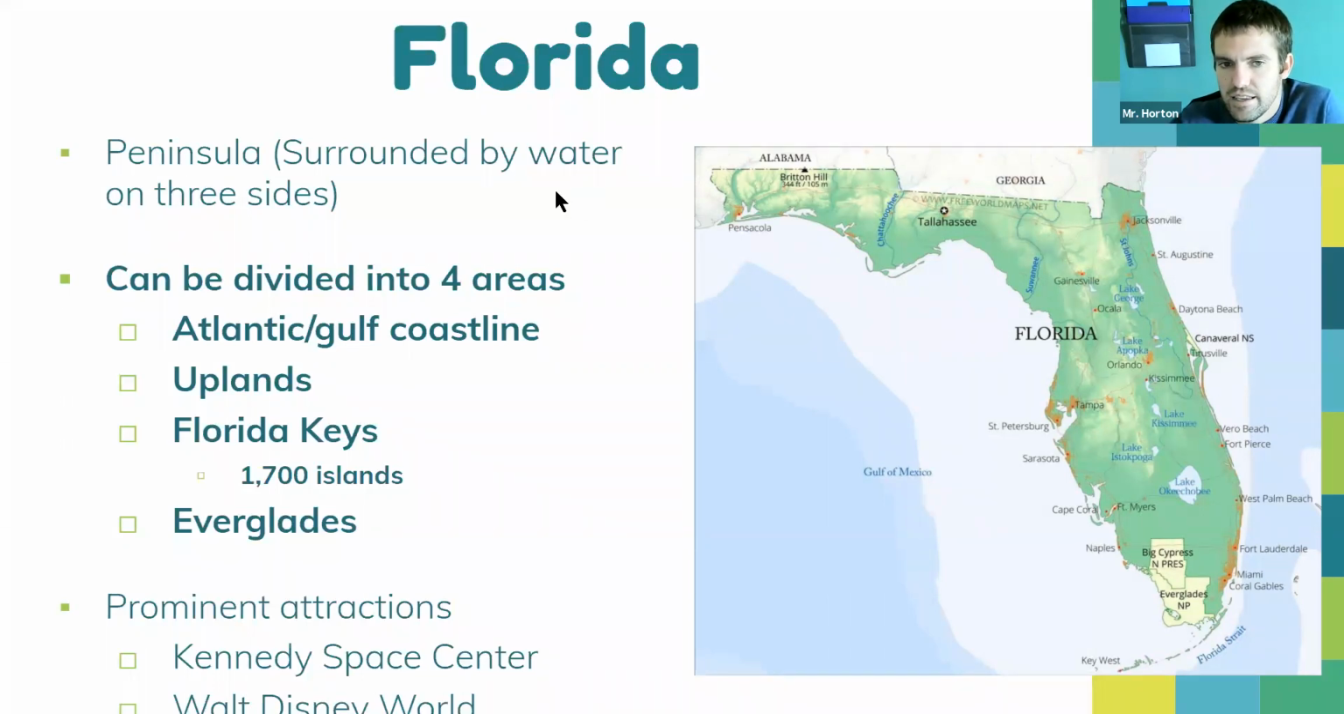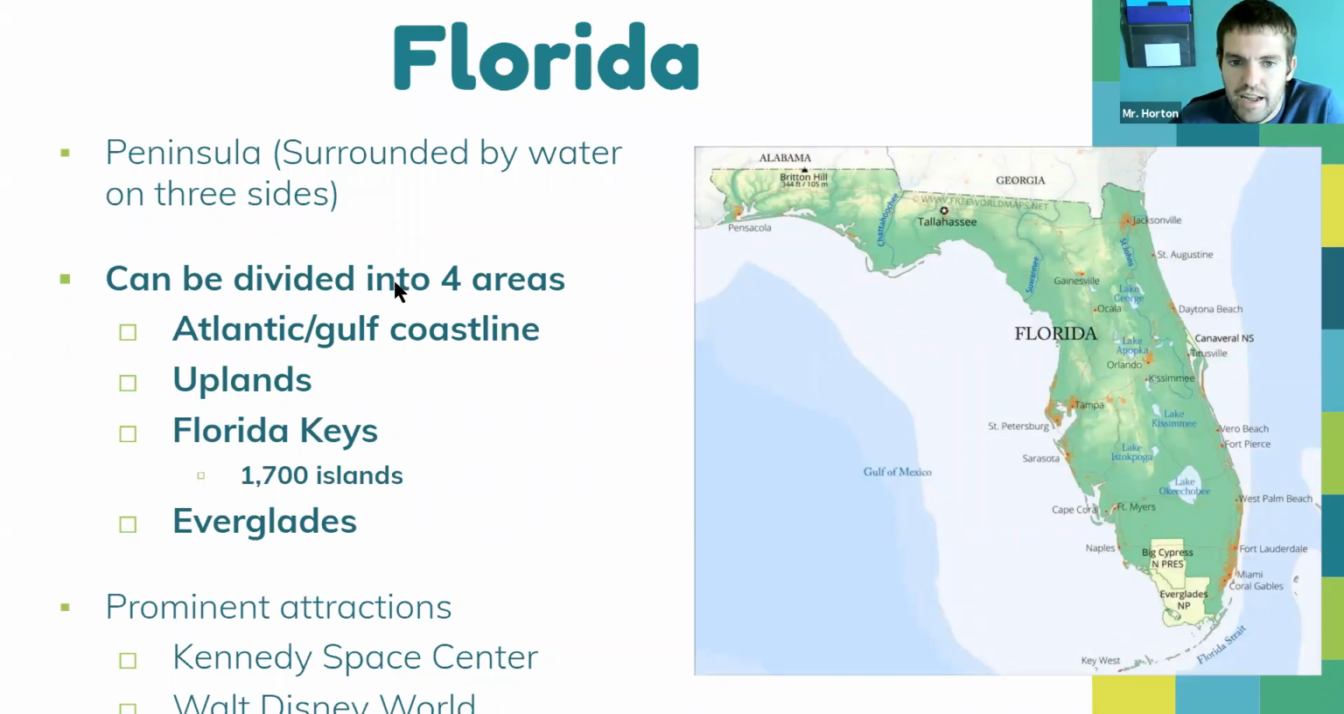A peninsula, again, is a piece of land surrounded by water on three sides. If you look at the north, south, east, and west sides, three of those are surrounded by water. On the east side, Florida is touching water. On the south side, again touching water. On the west side, touching water. And on the north side, Florida is connected to land. So it's connected to land on one side and surrounded by water on three sides. That is a peninsula.